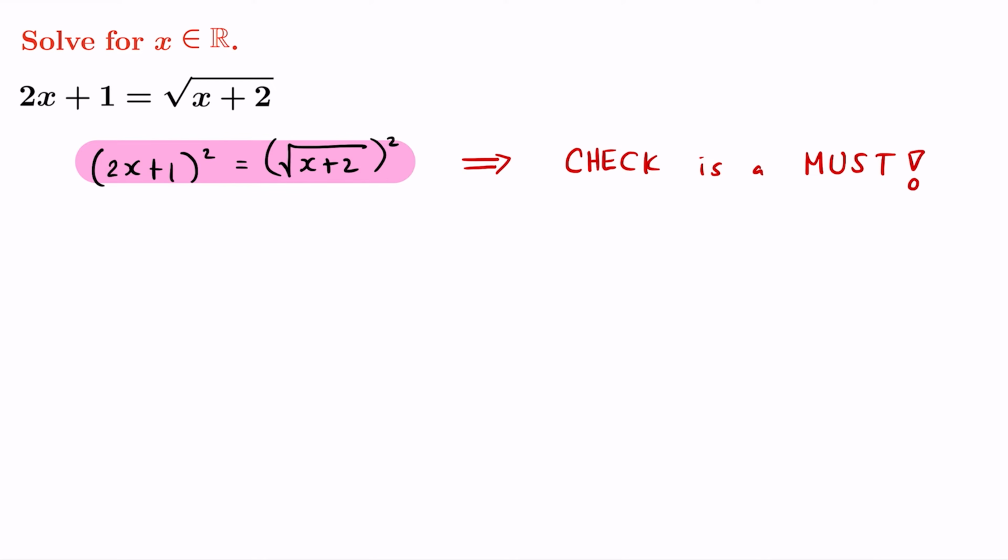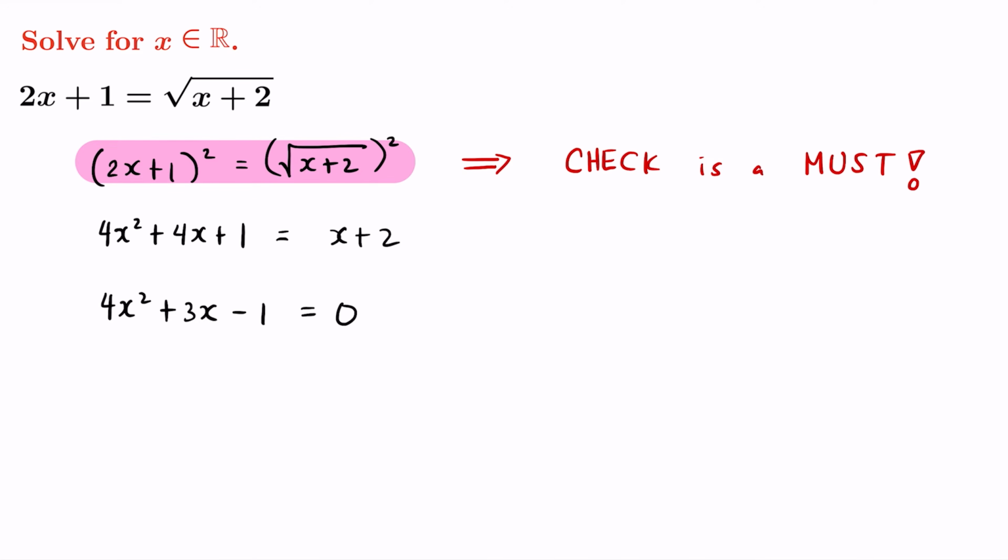So let's continue solving this equation. If we expand this left-hand side, we'll get 4x squared plus 4x plus 1. And the right-hand side becomes x plus 2. So we just get rid of that square root, and we have here a quadratic equation. So let's move everything to the left-hand side of this equation. We'll get 4x squared, subtracting x from both sides, that will give you 3x, and then subtracting 2 from both sides, you'll get minus 1 equal to 0.